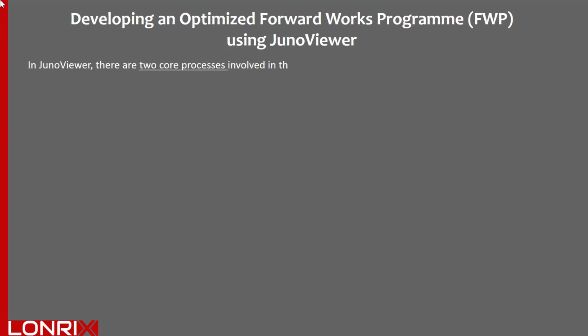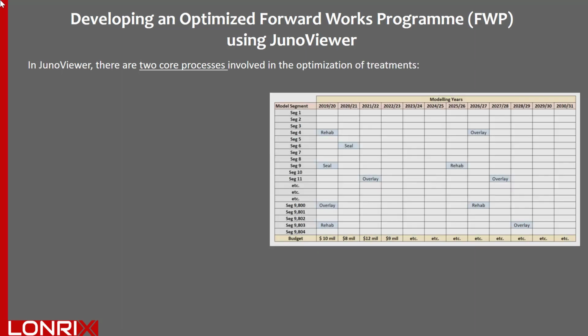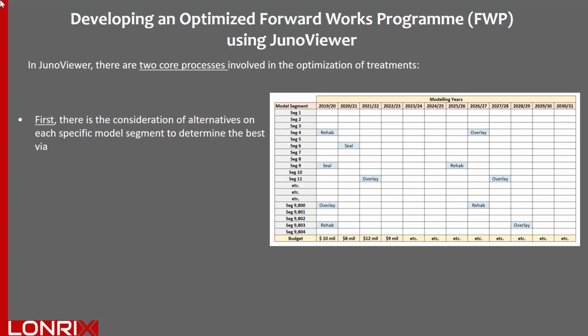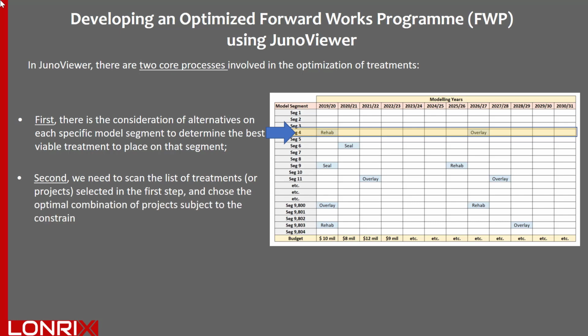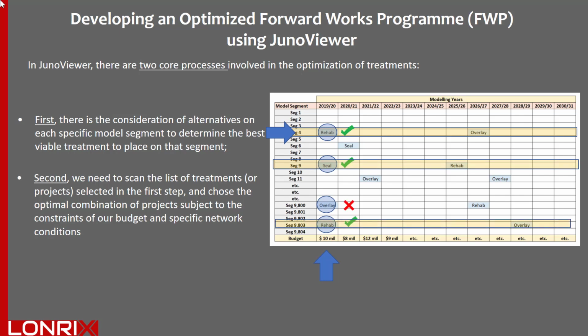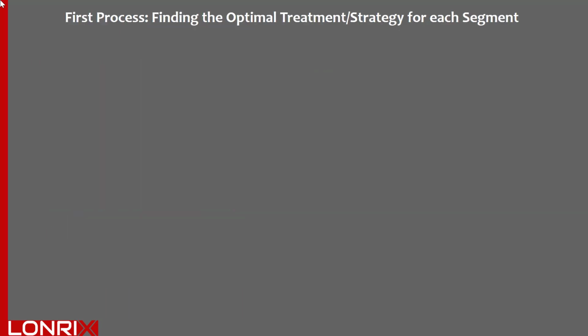In JunoViewer, there are two core processes involved in the optimization of treatments. First, there is the consideration of alternatives on each specified modeling segment to determine the best viable treatment to place on that segment. Second, we need to scan the list of treatments or projects selected in the first step and choose the optimal combination of projects subject to the constraints of our budget and specific network conditions. Let's look at each of these two steps in more detail.